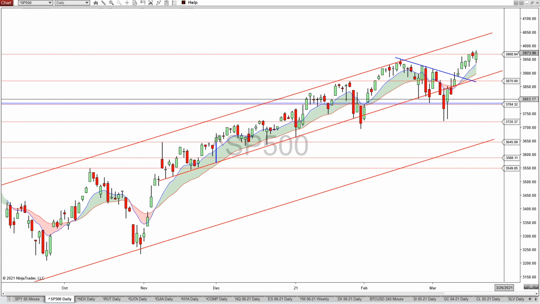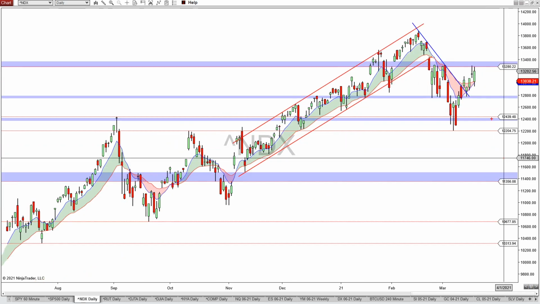And here on the NASDAQ 100 chart, you can see that it's still having a little bit of difficulty getting above this zone here, this 13,280. Yesterday it tried to get into the zone and got rejected. Today, same thing: after the Fed announcement it came up, and also got rejected when it got to the edge of this zone.